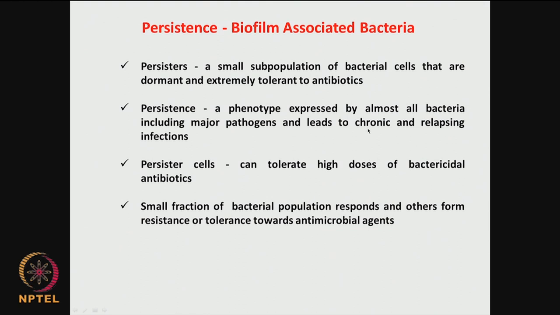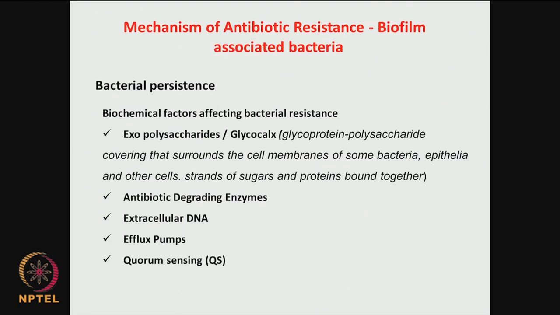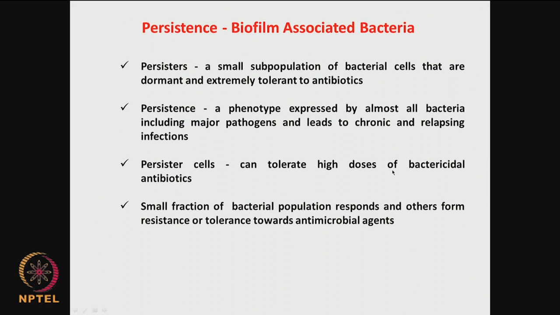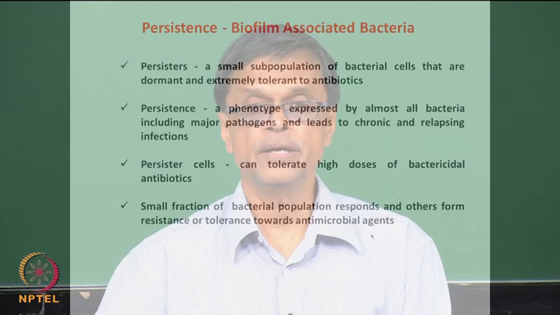So, because the biomaterial has been placed, some bacteria survive for a longer time and become immune to antibiotics also. Those are persister cells. They can tolerate high doses of bactericidal antibiotics. A small fraction of the bacterial population responds, and others form resistance or tolerance towards these antimicrobial agents. Why do they become so? They change their phenotype. There is an exopolysaccharide matrix formed on the surface. It prevents the diffusion of antibiotics right to the bottom of the biofilm. Many reasons happen. We'll talk about some of those reasons as we go down the class.